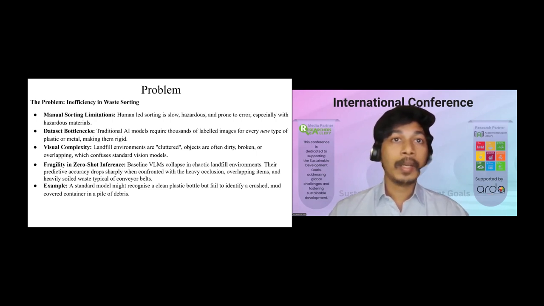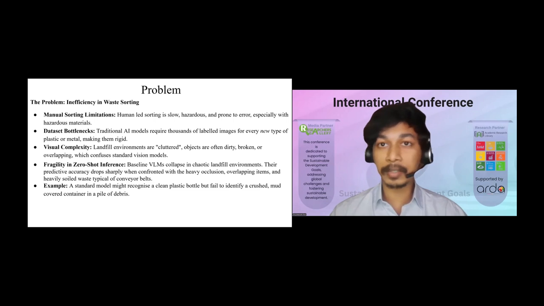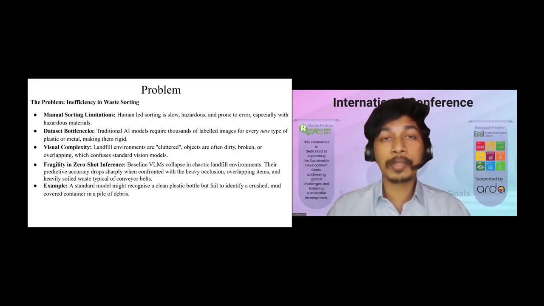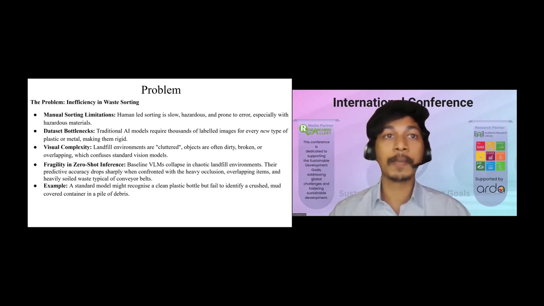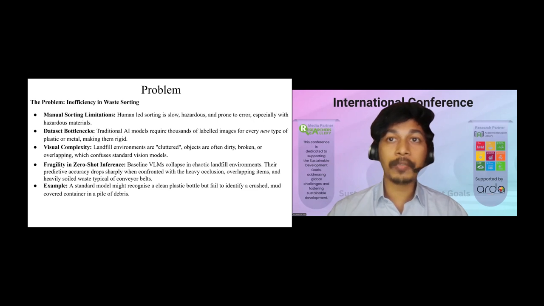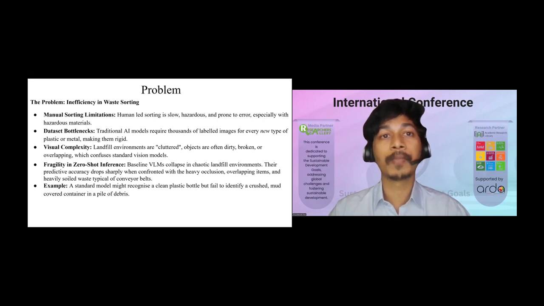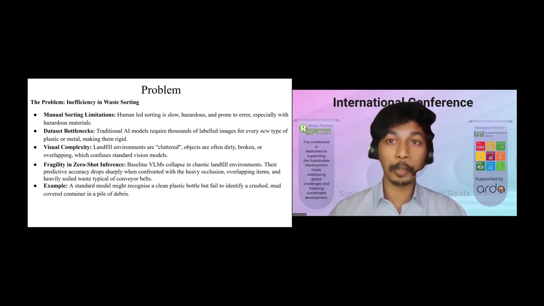This makes them rigid. And oftentimes, landfill environments are very cluttered, where traditional models often struggle to classify. And baseline VLMs collapse in chaotic landfill environments. VLMs also have this issue where they do not perform very well under chaotic, cluttered environments. Their predictive accuracy drops sharply when confronted with the heavy occlusion, overlapping items, and heavily soiled waste typical of conveyor belts, which are what is used in waste processing plants. For example, a standard model might recognize a clean plastic bottle, but fail to identify a crushed, mud-covered container in a pile of debris. And this is what we are trying to solve with our EcoVision model.